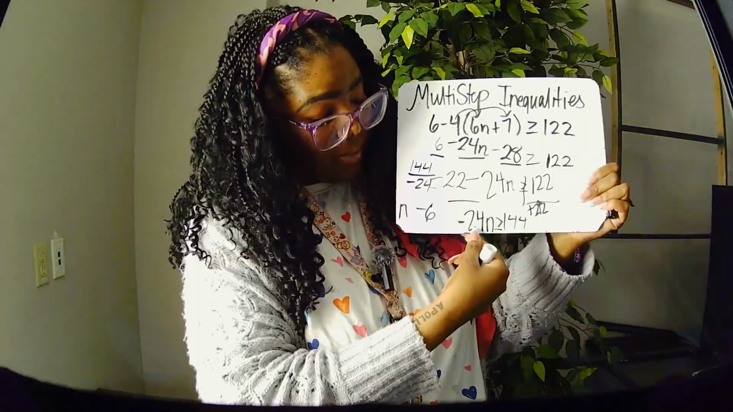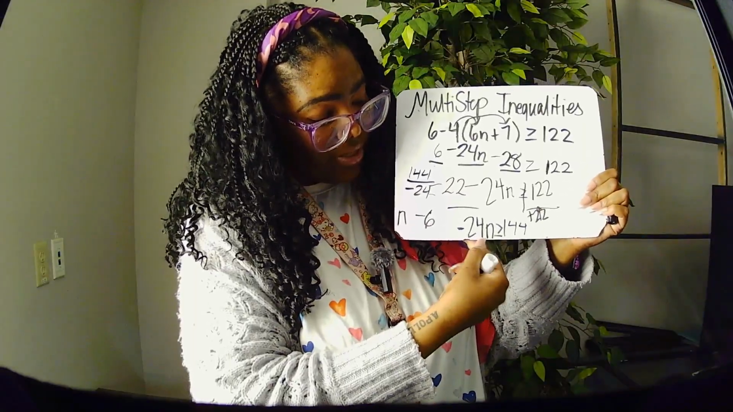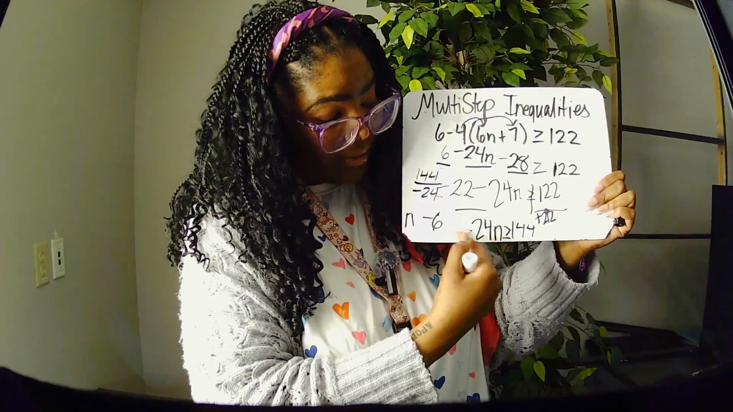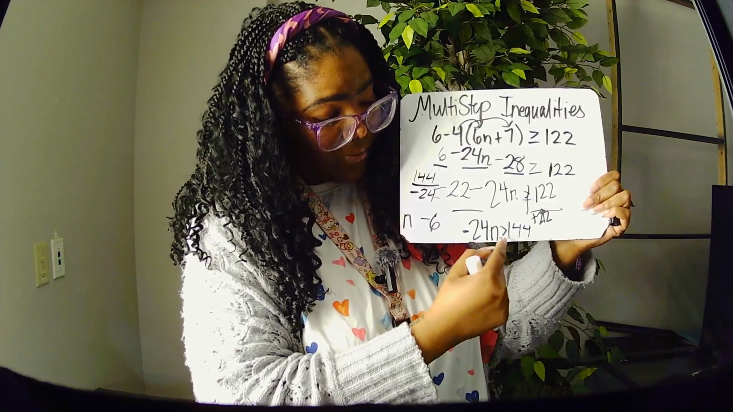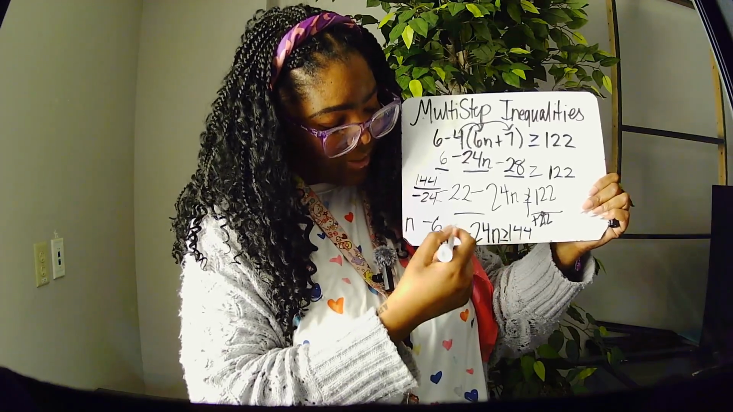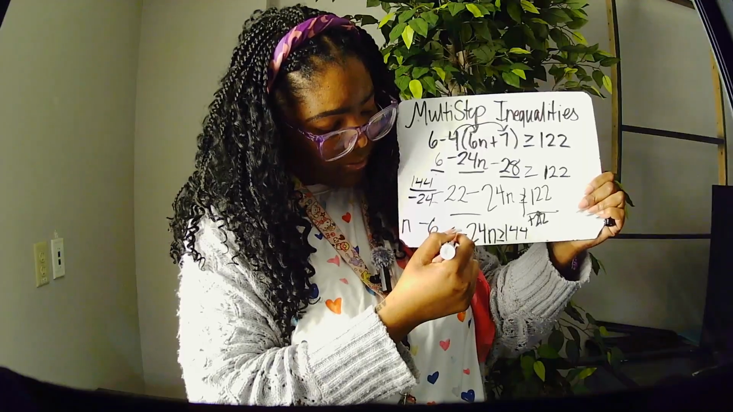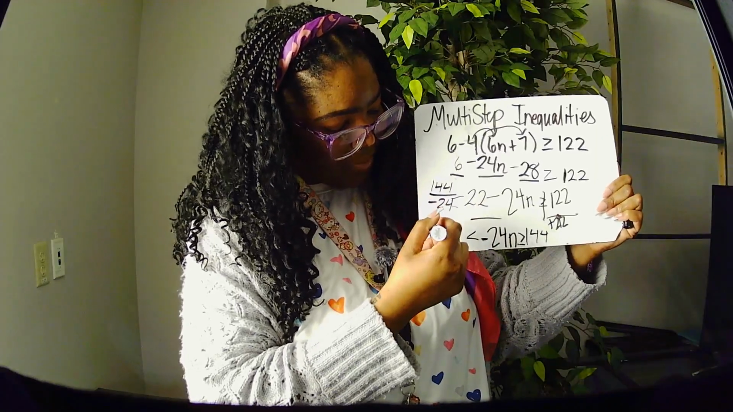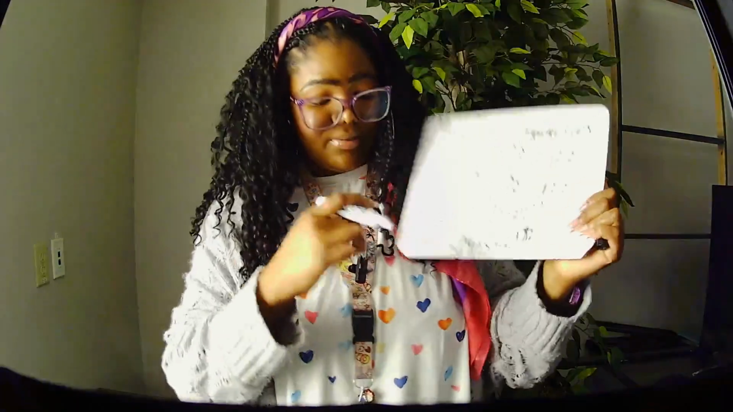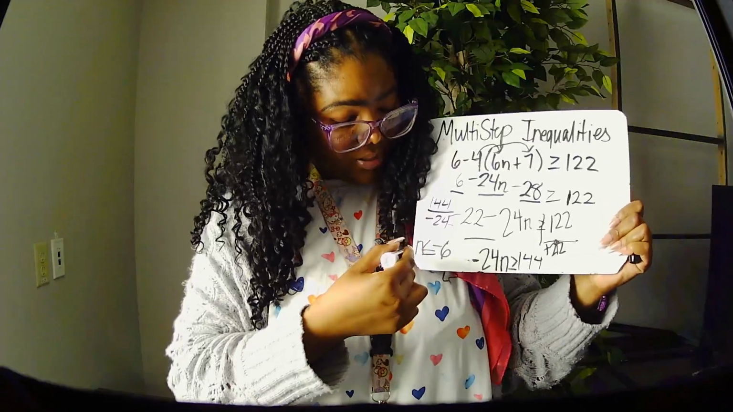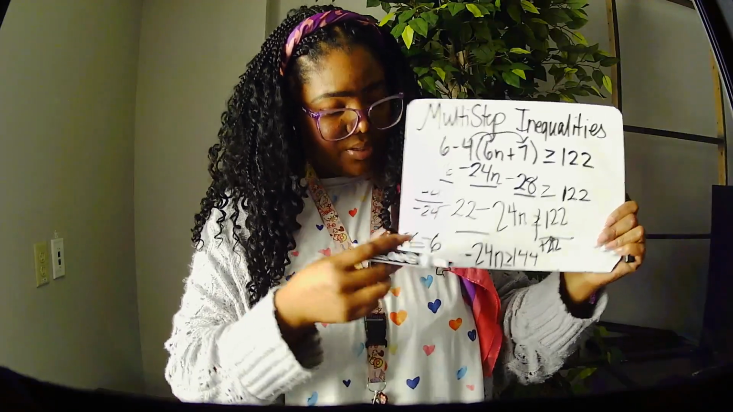But if you go back to the previous equation, the symbol is pointing towards the n. But since I divided by a negative, I want to flip the sign. So now the symbol will be pointing towards the 6. Kind of lost track there. The symbol will be pointing towards the 6. And this reads n is less than or equal to negative 6.